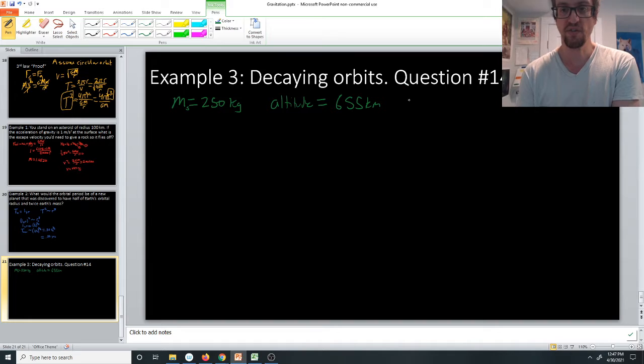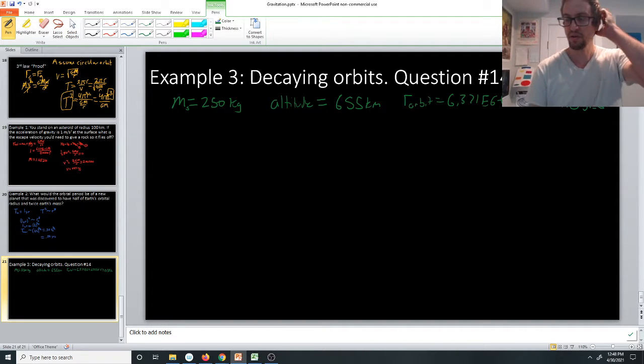So what that means first off is that I need to get my radius of orbit. The radius of orbit is going to be the radius of the Earth, which is 6.371 E6, plus that altitude, which is 0.655 E6, which comes out to 7.03 E6, basically.